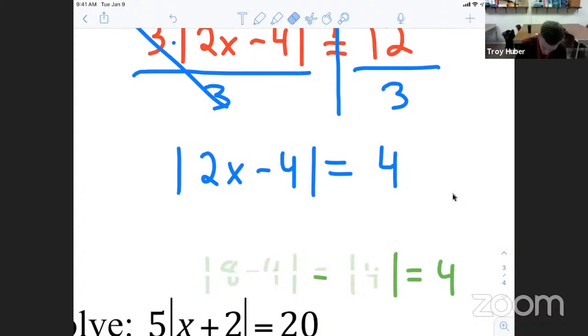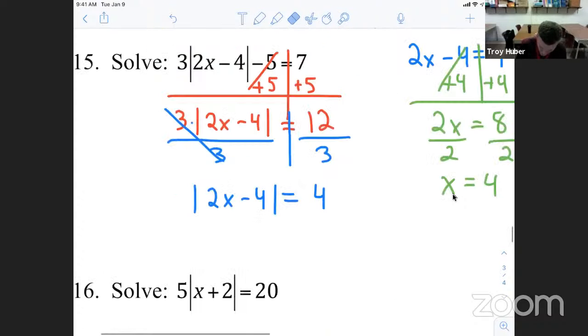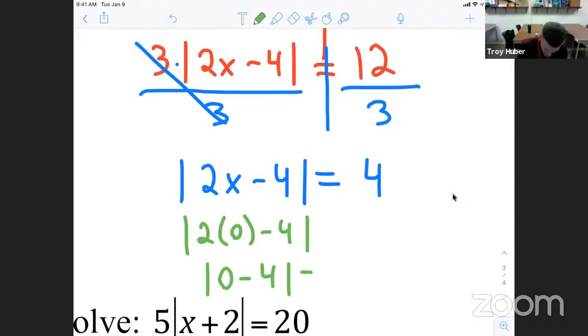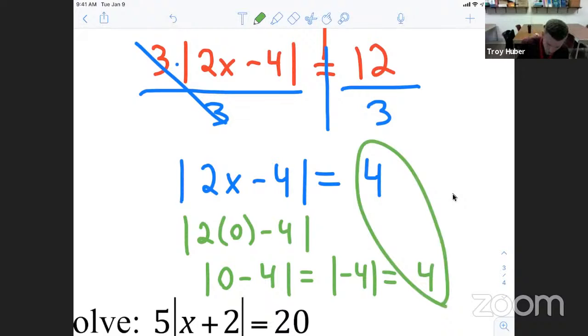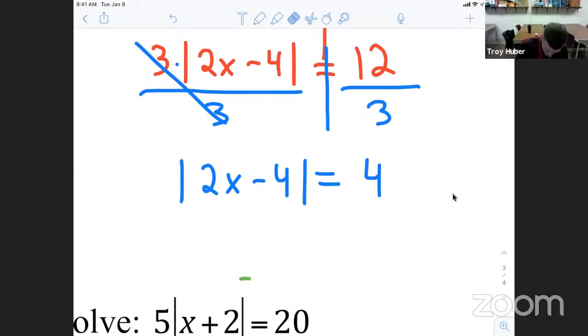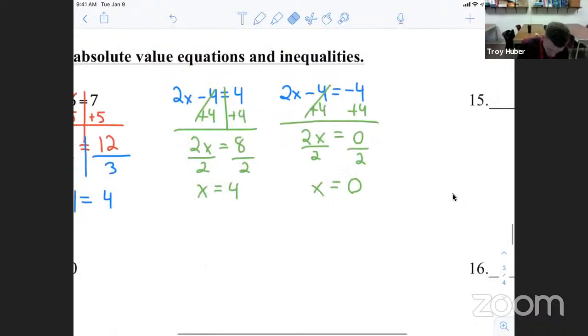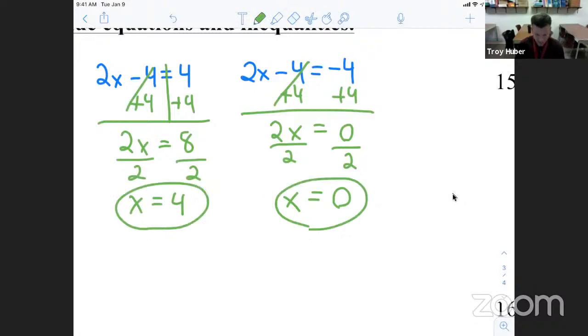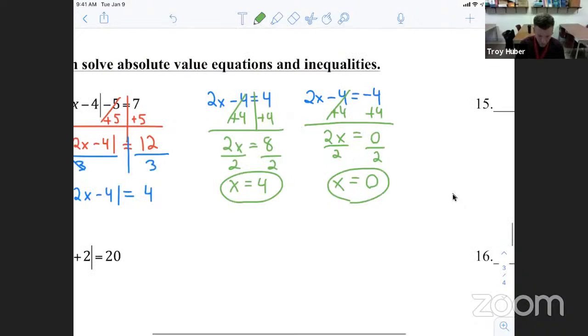Let's see if our second solution works just the same. So the second one, we got x is equal to 0. So I have 2 times 0 minus 4. 2 times 0 is just 0 minus 4, which would equal the absolute value of negative 4, which is 4. So we're good. We found our 2 solutions to this one here. All right, so these would both be solutions. So x is equal to 0 and x is equal to 4 would both work.